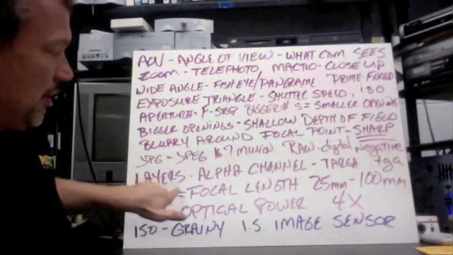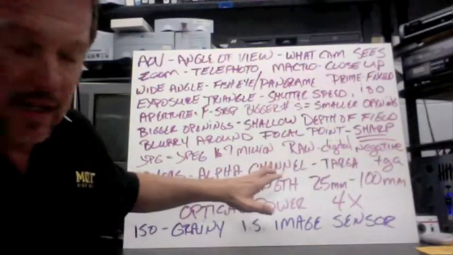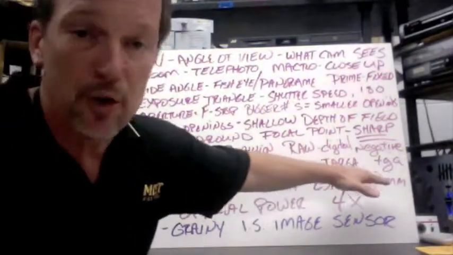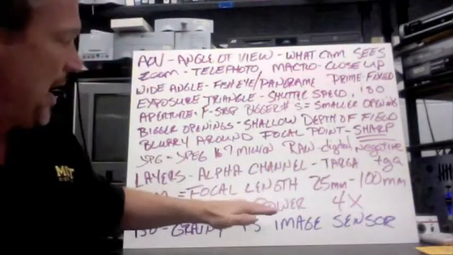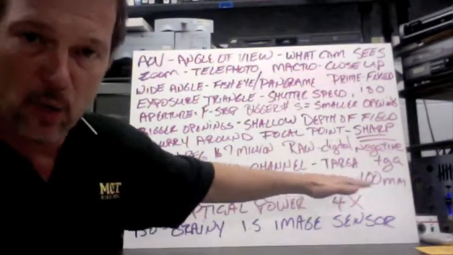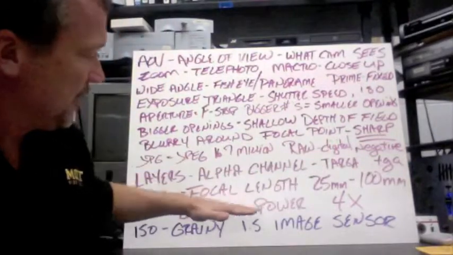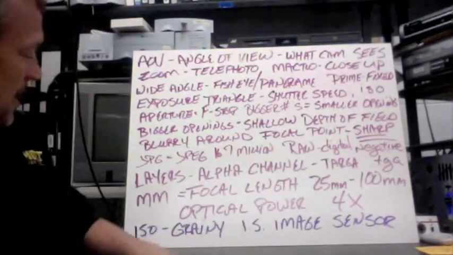The millimeters are the focal length on the lenses. Now I gave a real simple example here, 25 millimeter to 100 millimeter zoom. That would have an optical power of 4x. You simply divide the bigger number by the smaller number to get your optical power.